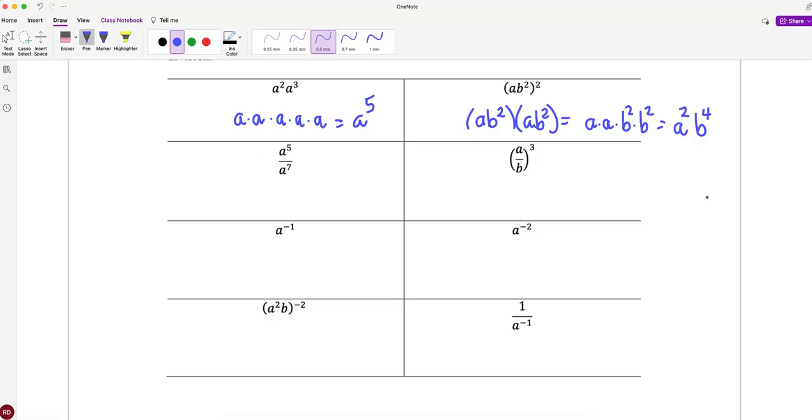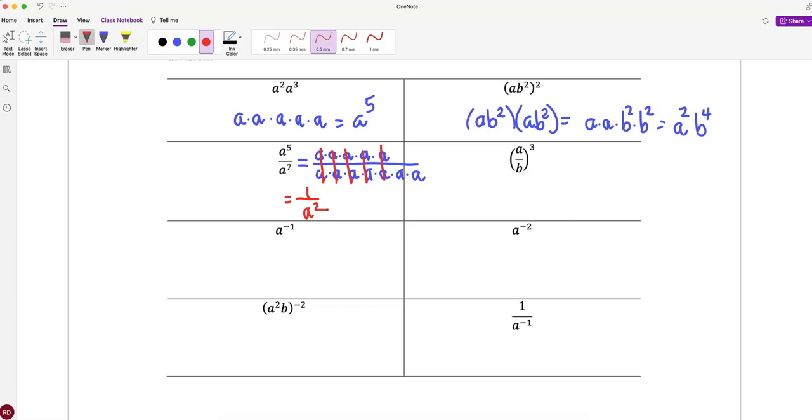Now if I look at quotients, we've done this before, you've got 5 a's in the top of this fraction and 7 a's in the bottom of this fraction. So a over a is 1. Your final answer here is 1 over a squared. The easiest way to do this is just look at this. There are more a's in the bottom of the fraction. How many more? 2. Your answer is a squared in the bottom of the fraction.